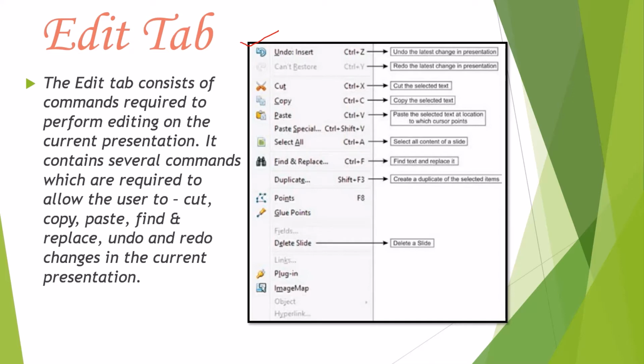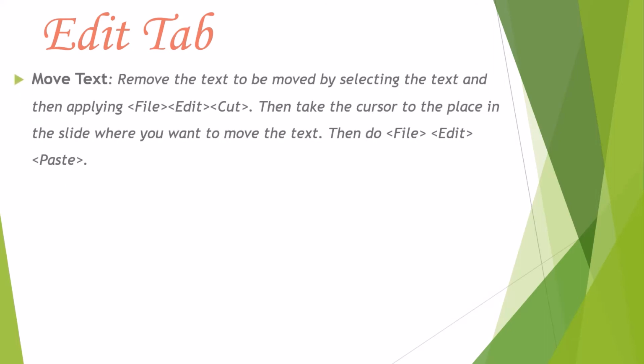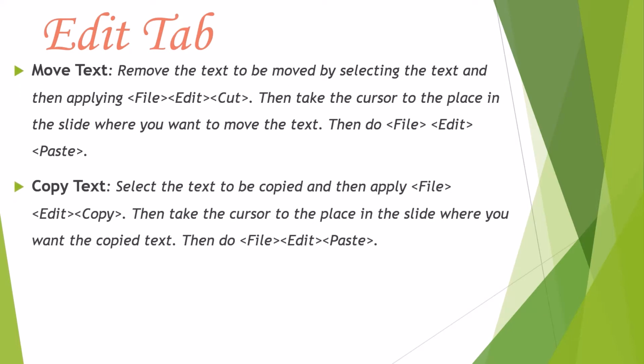Now moving text and copying text. We know that there is a difference between the two: while you move text, you are actually removing the text from its original location and shifting it to a new location. Whereas when you are copying the data, the data is available in both locations, the original location as well as the new location. So if you want to move text, you first have to cut and then paste the text. And if you want to copy the text, you first have to select the option copy and then paste.